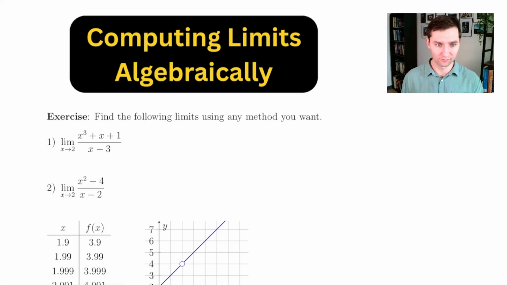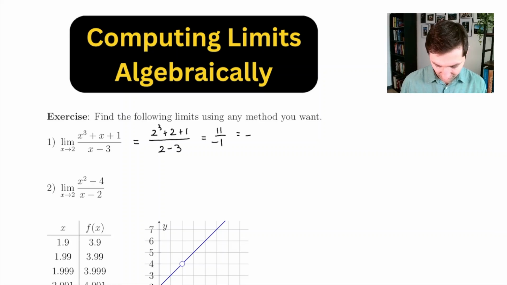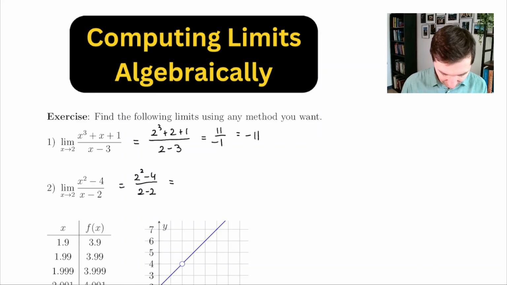To compute the first limit, I use the direct substitution property, which means I plug in 2 to the numerator and to the denominator. That gives me in the numerator 11, in the denominator -1, so the limit is -11. In the second example, I also apply the direct substitution property, and I get 2 squared minus 4 divided by 2 minus 2. This gives me 0 divided by 0.